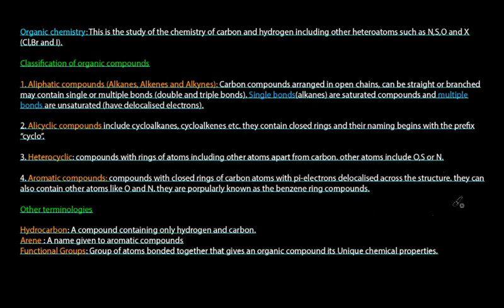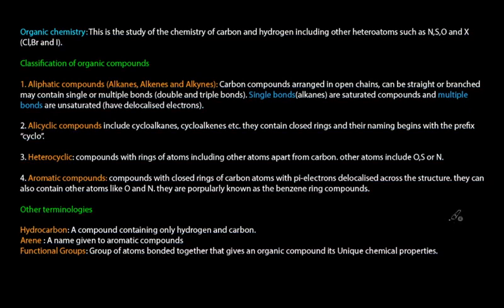With that, let's have a look at what we mean by multiple bonds in aliphatic hydrocarbons. Multiple bonds include double or triple bonds. So we have carbon double bond C or carbon triple bond C. Whenever we have a carbon double bond C, they are called alkenes. Carbon triple bond C, they are alkynes. We need to take notice of this.